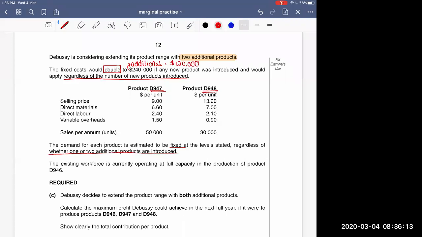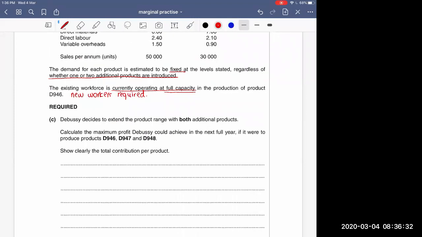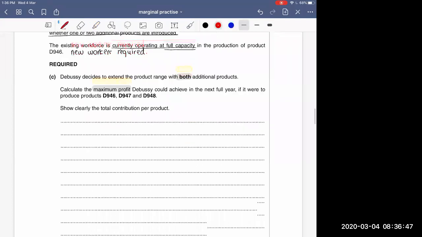The existing worker is currently operating at full capacity in the production of D946. That means hame dono product range ko increase karne ke liye naye workers ko hire karna padega. Debussy decided to extend the product range with both the additional products. Hame dono products produce karne hain, naye products 946 ke saath 947 aur 948. Calculate the maximum profit Debussy could achieve in the next year if it were to produce 946, 947, 948, clearly showing contribution per product.